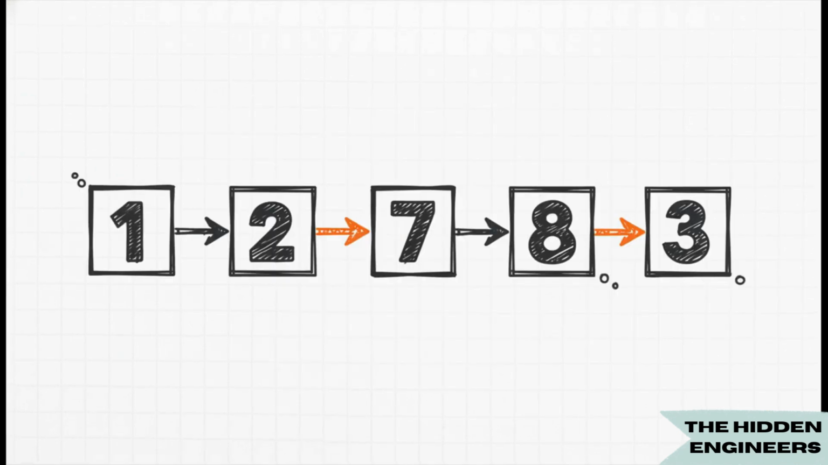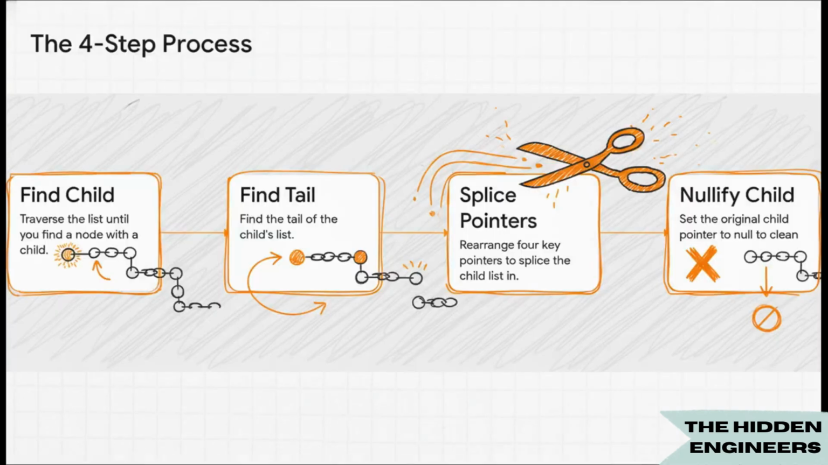Notice how that child list, the 7 and 8, has been seamlessly spliced in right after node 2. And this is crucial. The rest of the original list, starting with node 3, is now perfectly tacked on to the very end. It's all one beautiful continuous chain. So, how do we actually do that? Well, it really boils down to a methodical 4-step process.